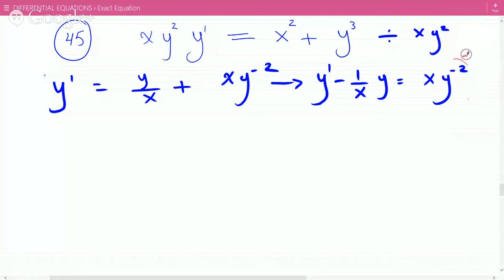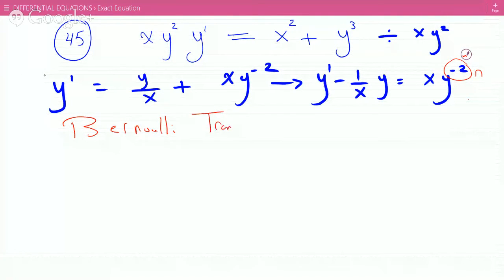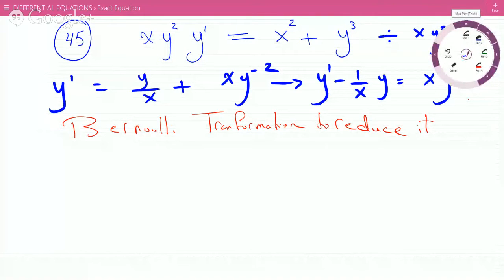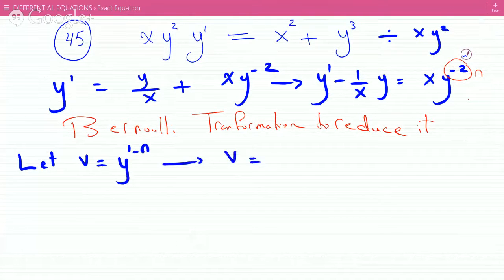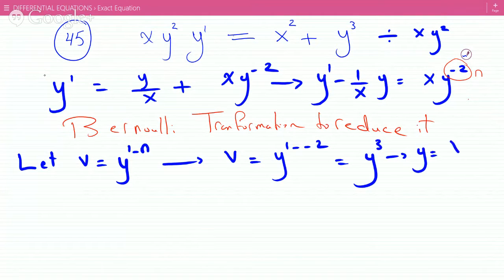And this here is our n. And since we have that n there, we will use the Bernoulli transformation to reduce it. Okay? So then we will say let v equal y to the 1 minus n. So that means v equals y to the 1 minus 2, because n is 2, so that's y cubed. So y is v to the 1/3.